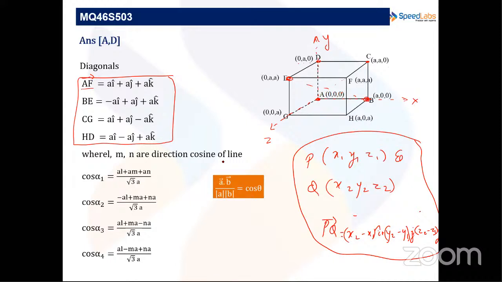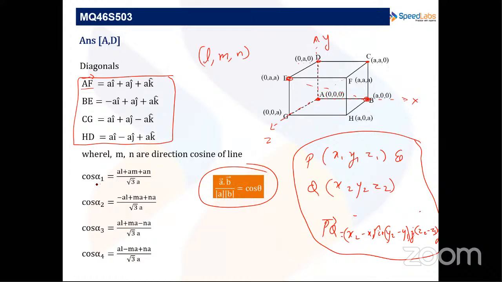Now, let's say we are having some line which is making the angles alpha 1, alpha 2, alpha 3, alpha 4 with these body diagonals, and its direction cosines are l, m, n. So cos alpha will come out to be, we are having this basic concept of the angle between two vectors, cos theta equals A dot B upon mod A into mod B.